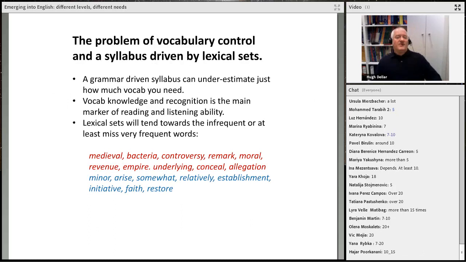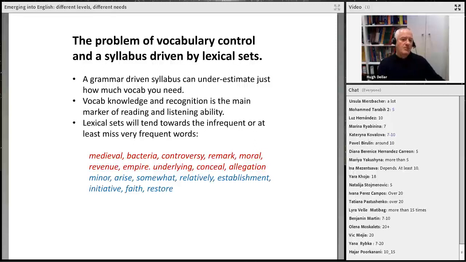Okay? So I think we then have this problem of vocabulary control and syllabi or syllabuses that are driven by lexical sets. Where you have grammar-driven syllabuses, as in the majority of mainstream English language course books, I think they underestimate how much vocabulary we really need, as we saw with this question about how many words you need to understand 97% of texts. Vocabulary knowledge and recognition of vocabulary is the main marker of reading ability and listening ability. The more vocabulary you know and can recognize, the easier listening and reading becomes for you.